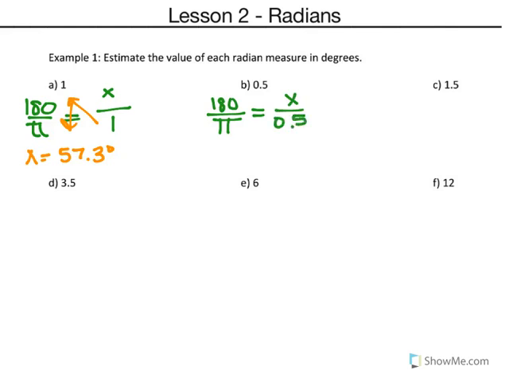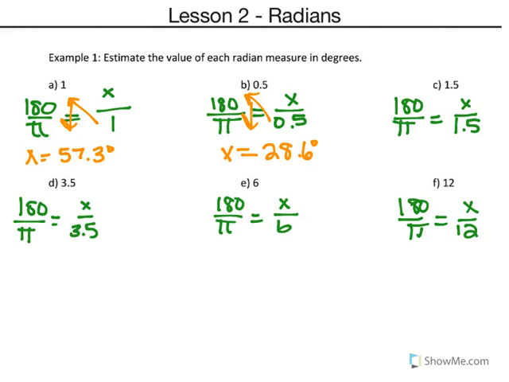Remember, your radians are on the bottom. Cross multiply and divide, you should get x to equal 28.6 degrees. So I want you to pause the video and fill in all the rest. So you should have it look like this. Radians on the bottom. Cross multiply and divide for the first 1.5.